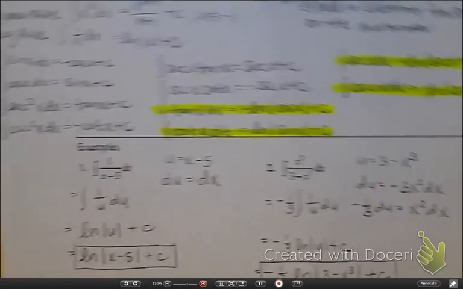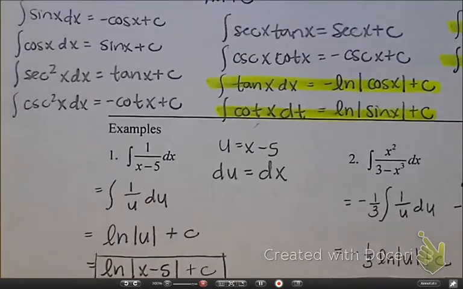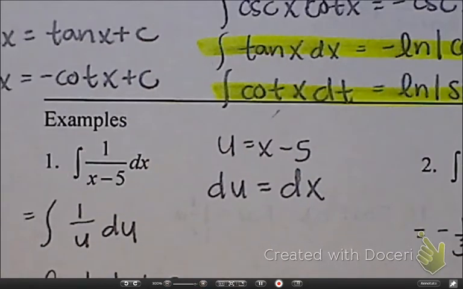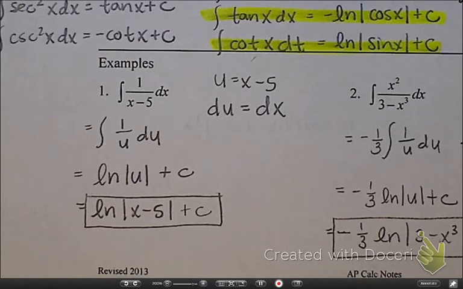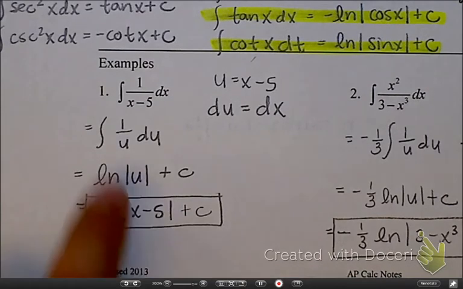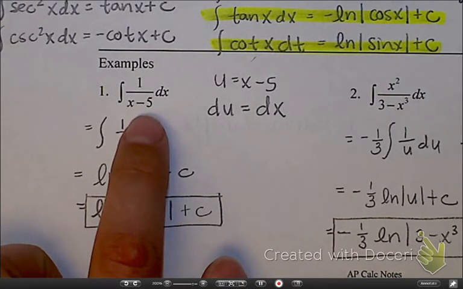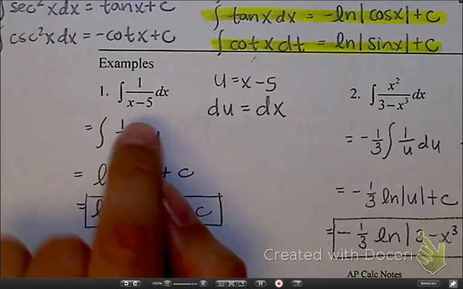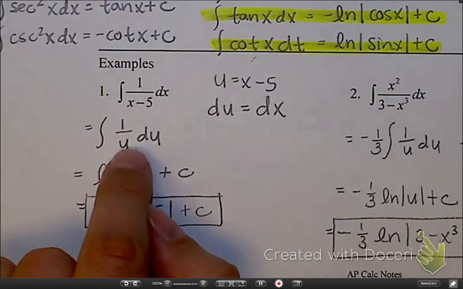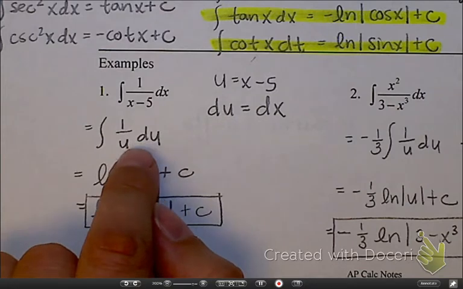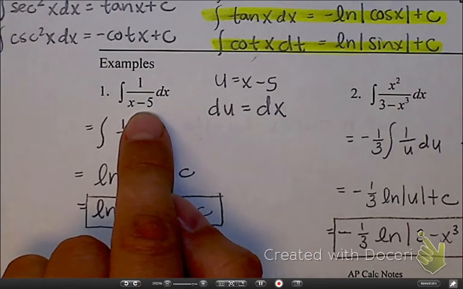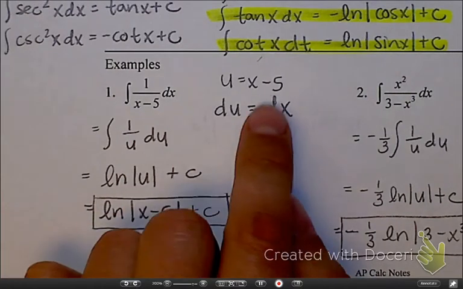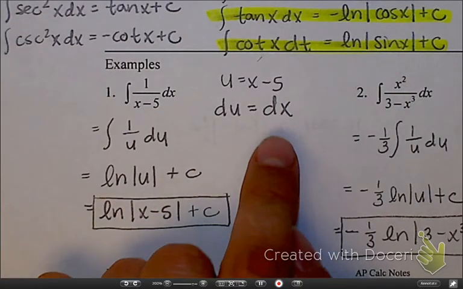So let me zoom into example number 1. Now, like I said, some of these examples are written down already. We'll do some of them together, though, so that you can kind of see it as we go through. So for example 1, we have the integral of 1 over x minus 5. So hopefully you recognize that that kind of looks like 1 over some number u, or some function u, I should say. So we can use u substitution and set u equal to x minus 5. That's the inside function. And the derivative of x minus 5 is just dx, 1 dx.